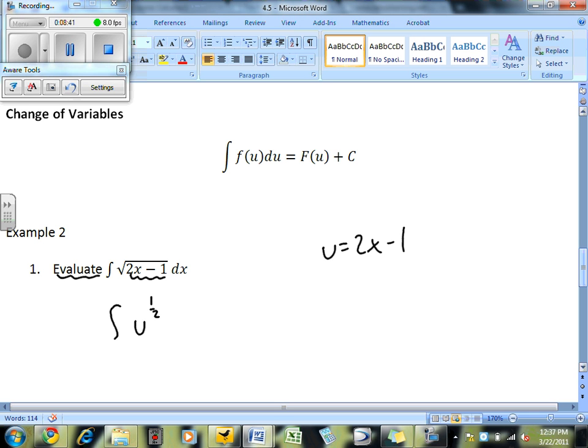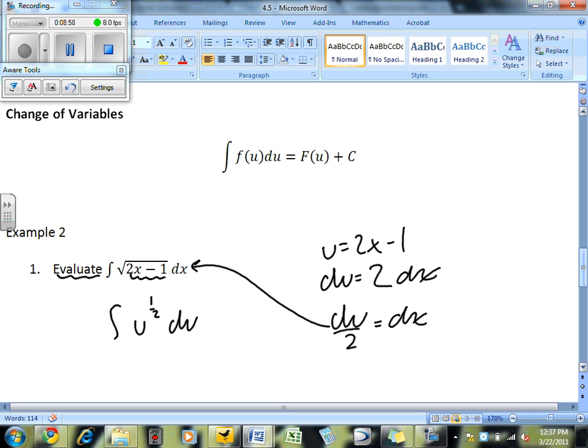So let's figure out what dx is so we can substitute in for it. So du equals 2 dx, because we took the derivative with respect to x. Divide by 2, so du all over 2 equals dx. So instead of having dx in there, I'm going to substitute du over 2. Well, this is easy enough. We just pull this 1/2 out to the outside and take the integral of u to the 1/2 du.